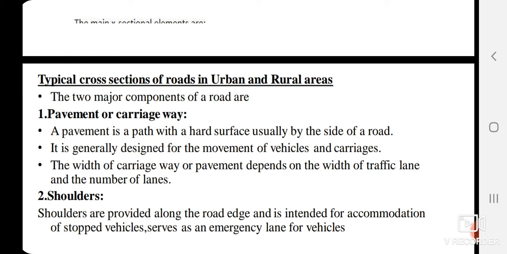As I had already said, the width of carriageway or pavement depends on width of traffic lane and number of lanes. That is, we are simply saying that width of traffic lane is how much width the vehicle should move. The considerable width of road is taken. Number of lanes means we can say two lane. We are simply saying one way roads, two way roads. Depending upon number of lanes, there will be one way roads, two way roads, three way roads, etc.